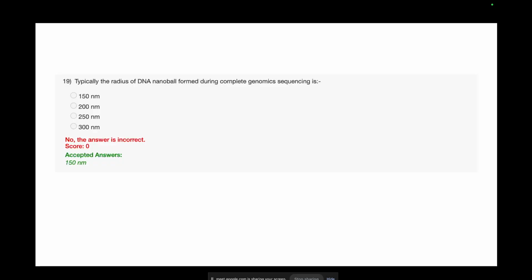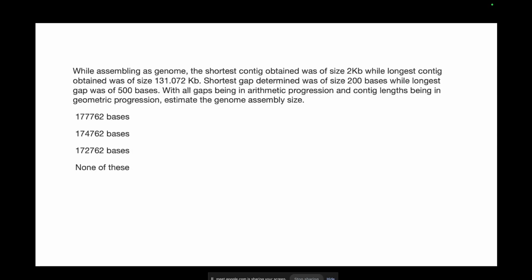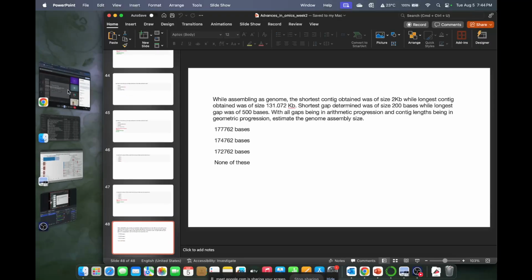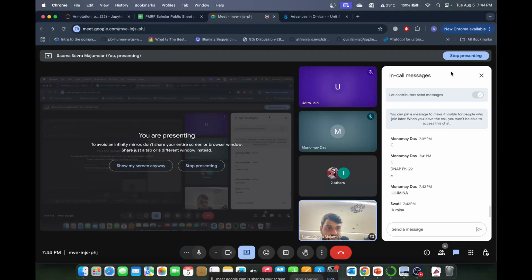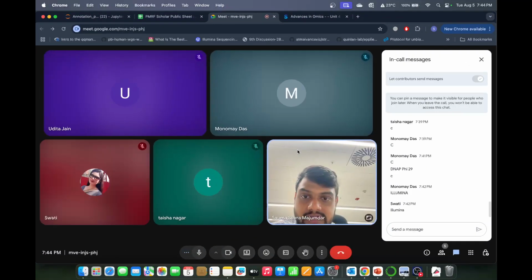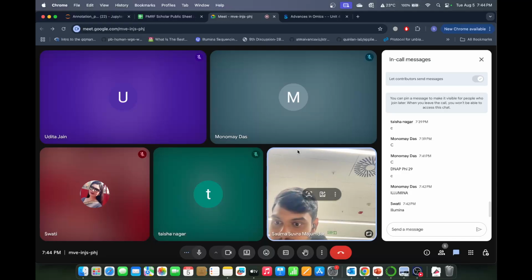Okay, so that is all from my side. This was the last day question. Again, I'll repeat if somebody was not there at the beginning. In this case, you do not consider the gaps because the genome assembly is basically the summation of all the contigs. You do not have to consider the gaps. So I think the first answer will be correct for this one. That is all from my side. If you have any questions, you can ask, else we'll drop off.